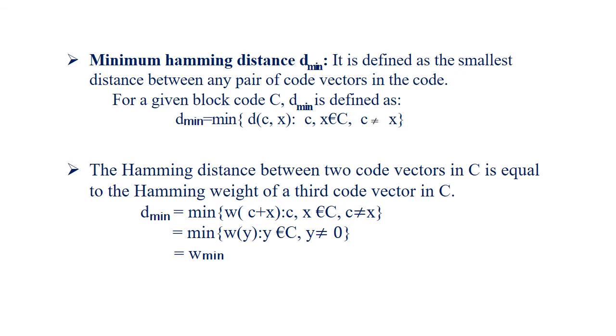Where C, X belong to C and C is not equal to X. That is equal to the minimum of W of Y, where Y belongs to C and Y is not equal to 0. So we will finally get W minimum.